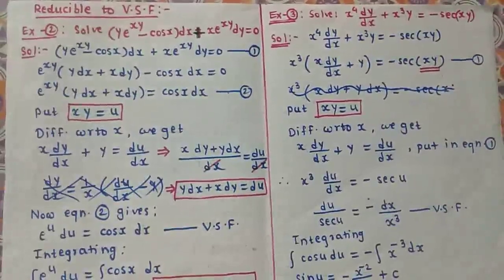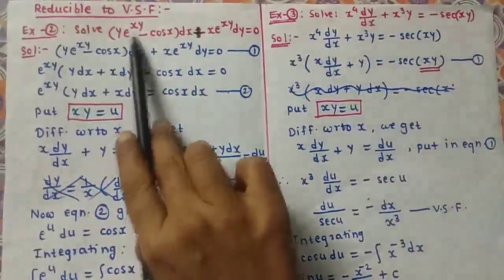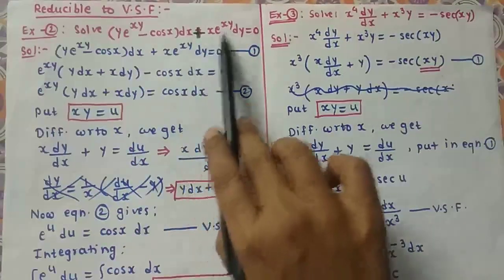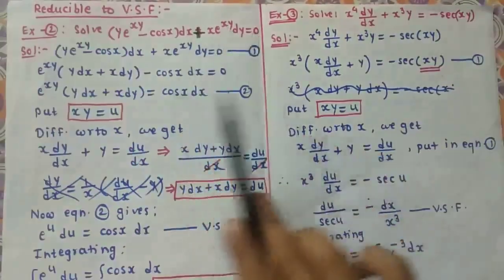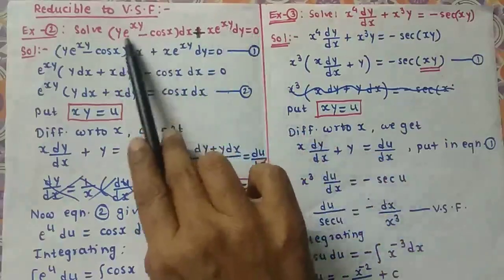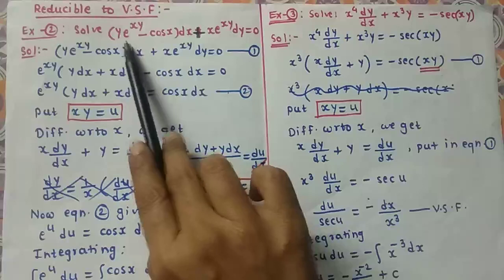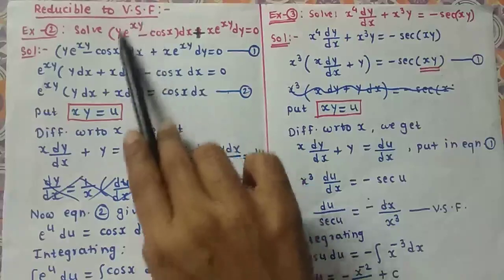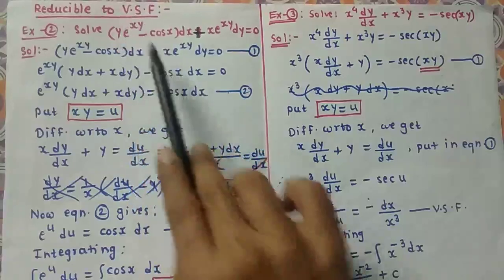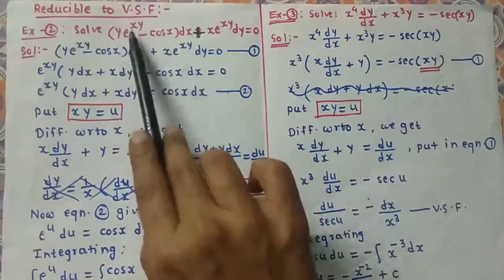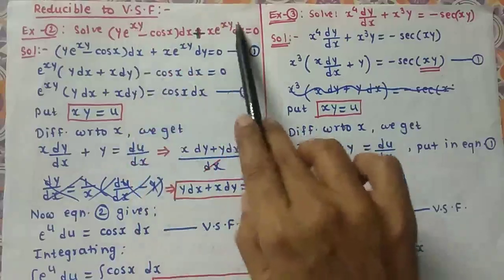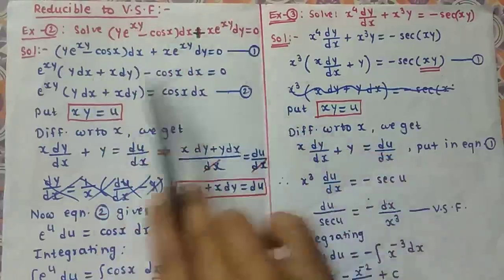Now I take the second example. Solve y e to the power xy minus cos x dx plus x e to the power xy dy equals 0. If you observe, there are two exponential terms having power x into y. It is not possible to separate x and y from this term, right? That's why we replace this x into y by some new variable, say u. Let us see.